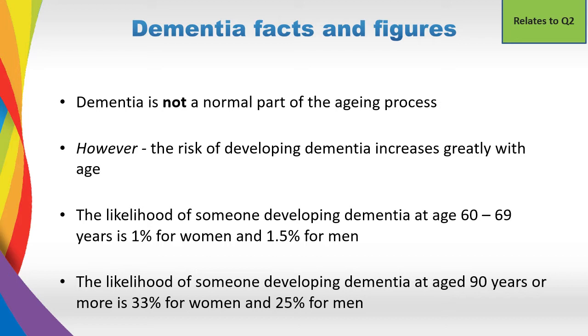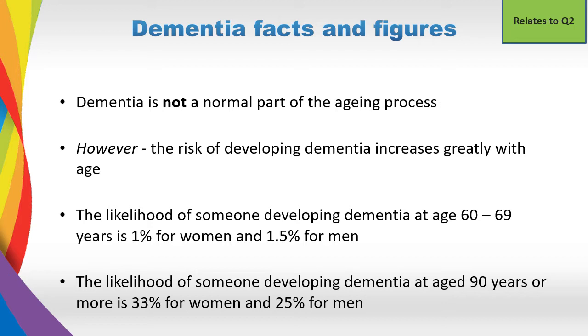Now I've got you some facts and figures. It's not a normal part of the aging process. The risk of developing dementia does increase as we get older, but that does not mean that we will all get dementia in older age.